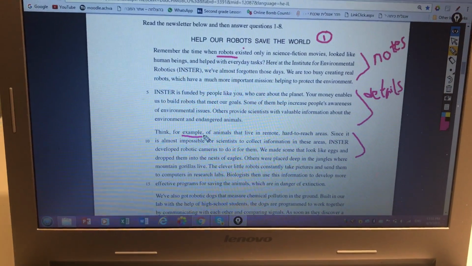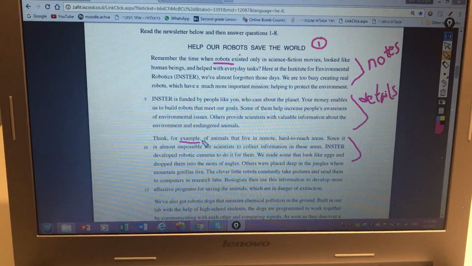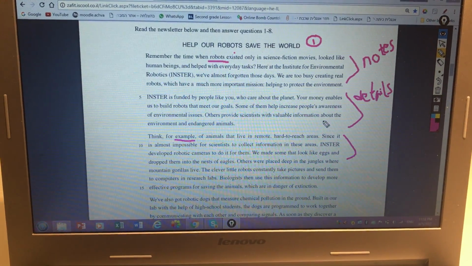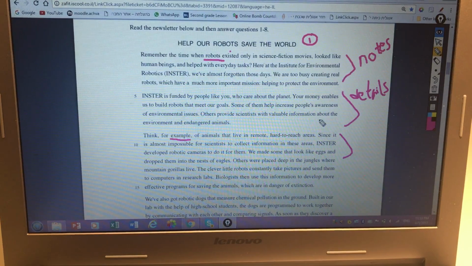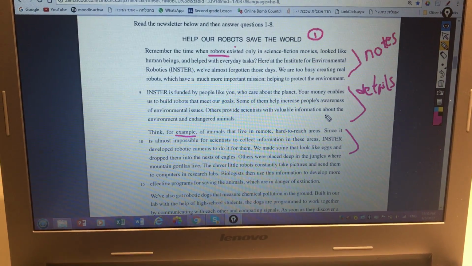And these are just basic strategies for understanding text when you're reading and trying to understand. We will continue on with this text in the next lesson.